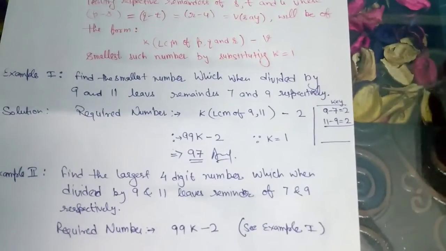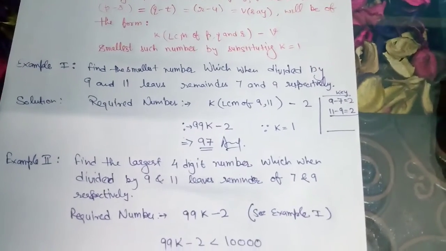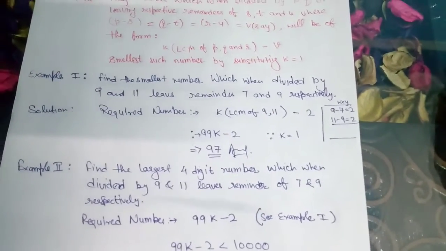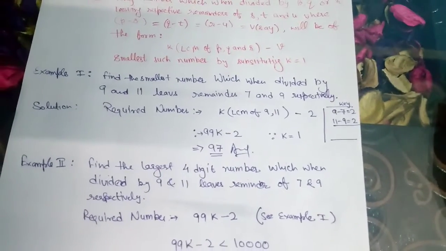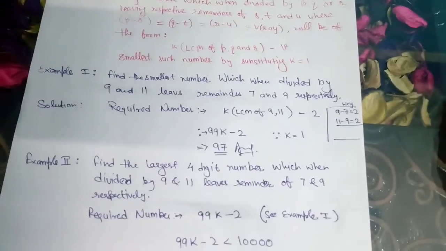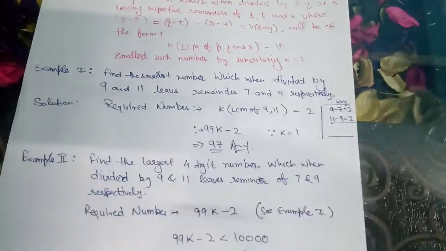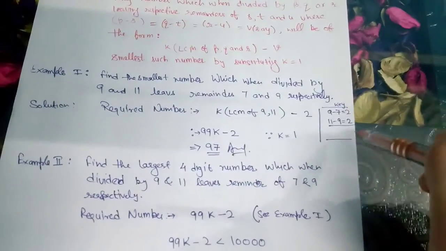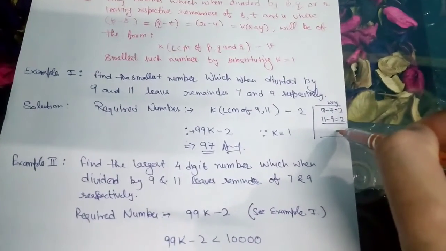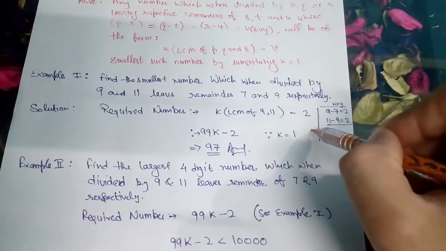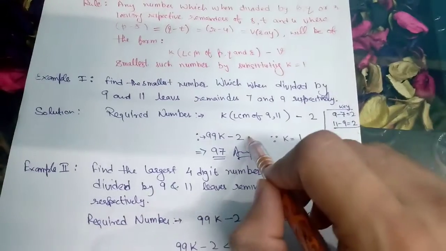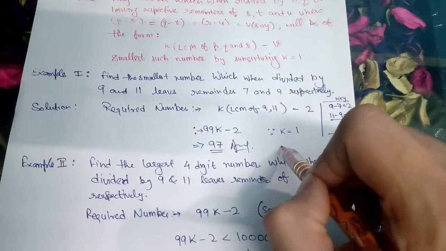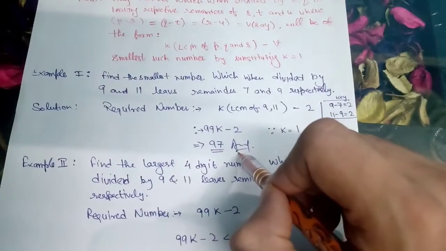Find the smallest number which when divided by 9 and 11 leaves remainder 7 and 9 respectively. So as per the rule, it says k times LCM of 9 and 11, and the difference between them: 9 minus 7 and 11 minus 9 is equal to 2. So this 2 is subtracted from that as per the rule. So LCM of 9 and 11 is 99, 99k minus 2, and by putting the value of k equal to 1, this is equal to 97.